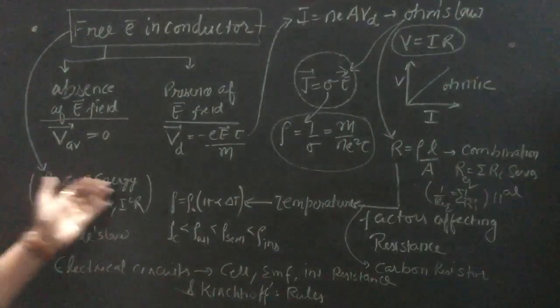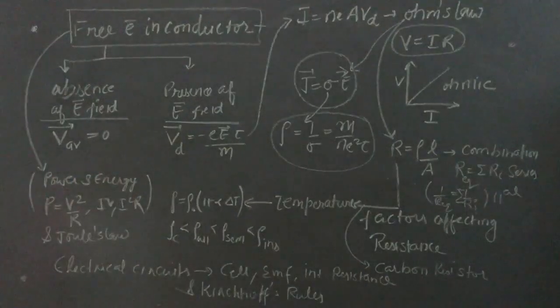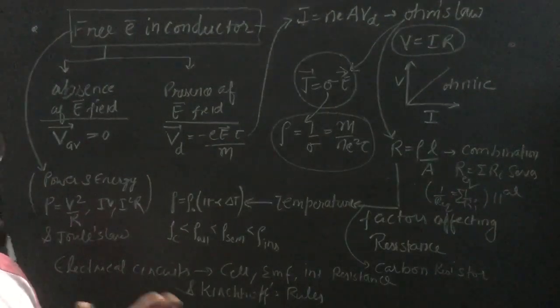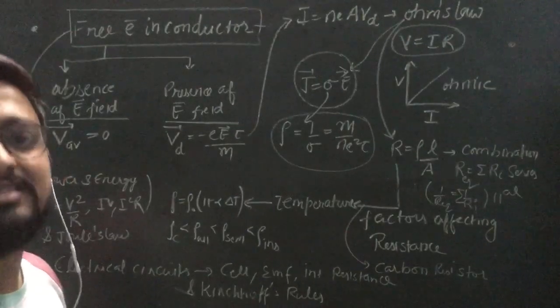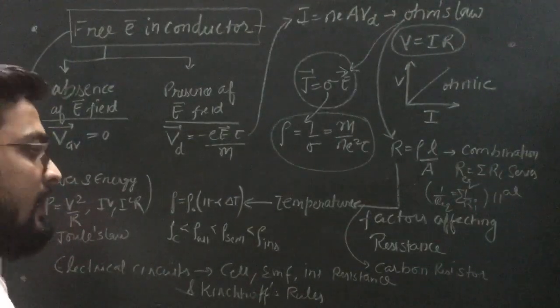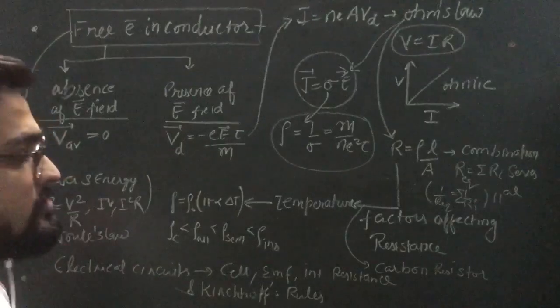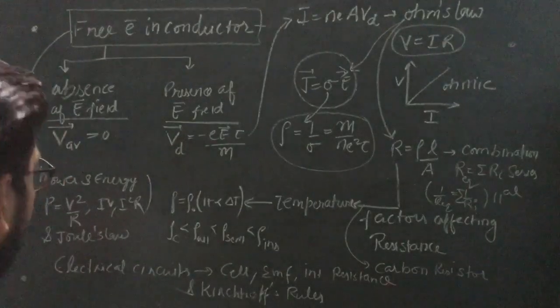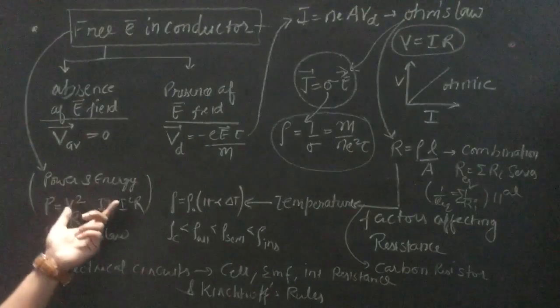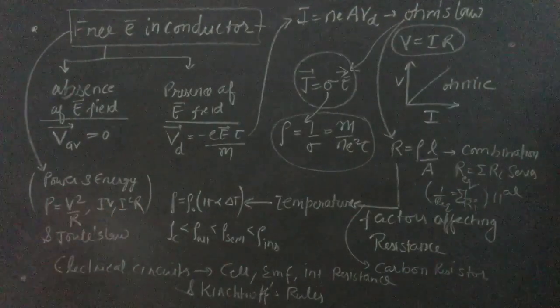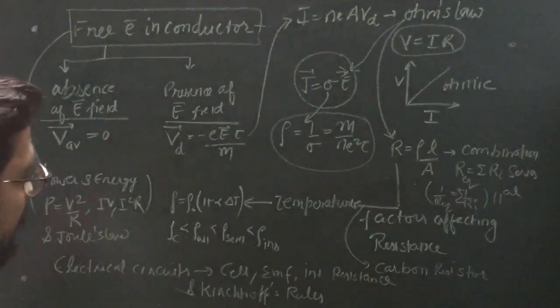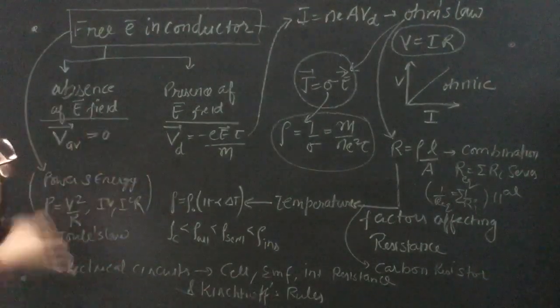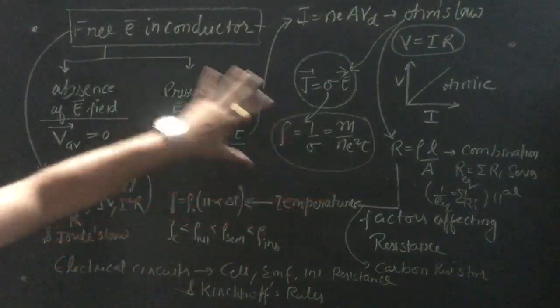Then we have seen the relation for power and energy. We have seen Joule's law of heating, that H is equal to I square R T. Heat produced or energy produced across a resistor is directly proportional to square of current, directly proportional to resistance, and directly proportional to the time for which the current is flowing. Also, we have derived a relation for power, that is P is equal to V square by R or IV or I square R. Then we have done some numericals on all these concepts.